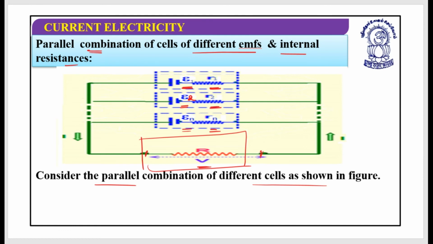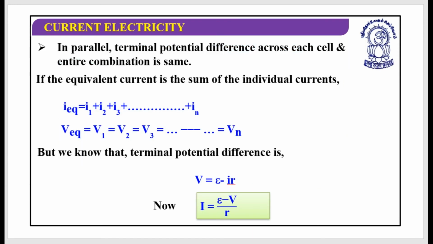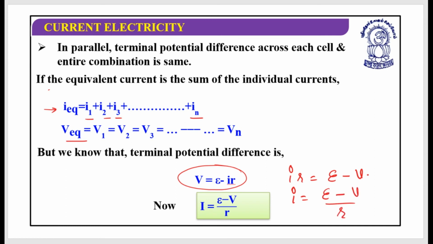I am sure that you have gone through these derivations in your theory sessions as well. That's why we are doing this very rapidly. So in parallel combination, I equivalent would be equal to I1 plus I2 plus I3 up to In, and as they are in parallel, their V would be equal. So I can write V is equal to E minus IR. So IR is equal to E minus V, and I is equal to E minus V divided by R. So this is the relation where I can find the current. It's I equals E minus V by R.